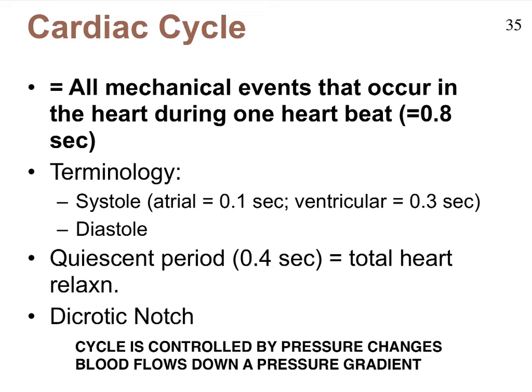Now, considering that on average we have about 70 to 75 beats per minute, it should make sense to you that one heartbeat is going to last just a tad bit less than a second. So on average about 0.8 seconds.